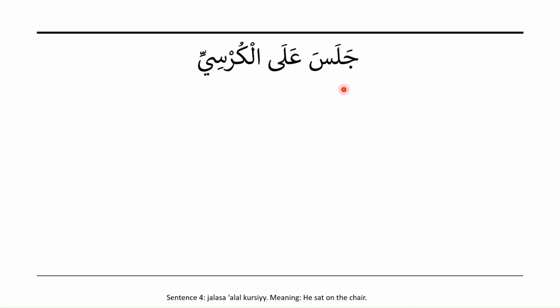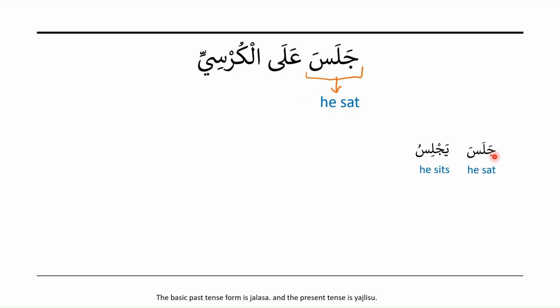Sentence 4. جلس على الكرسي, meaning he sat on the chair. Jalasa means he sat. The basic past tense form is jalasa. The present tense is yajlisu.